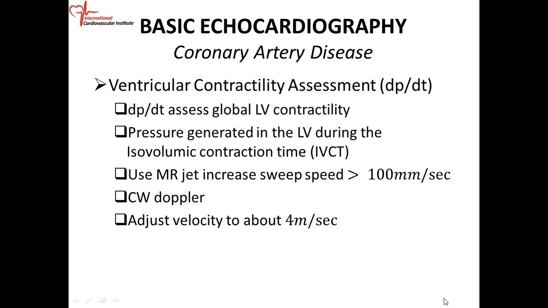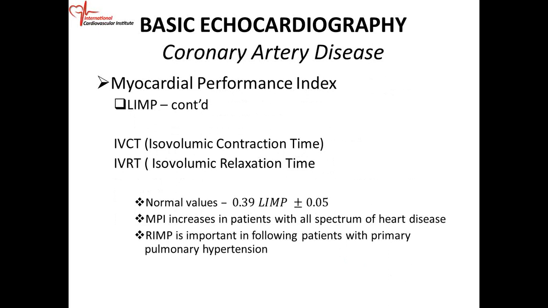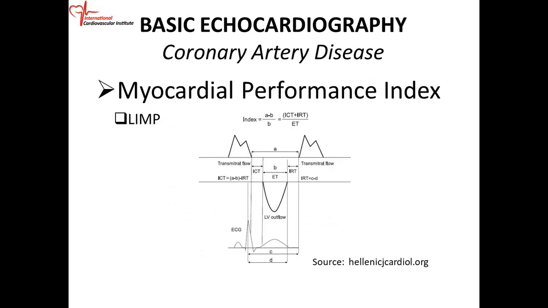We talk about the definition. So once you know the definition for LIMP, which is mitral valve closure to mitral valve opening, you're going to subtract the ejection time and you're going to divide by the ejection time. And that worked out to be, this is what it turns out to be: IVRT plus IVCT divided by the ejection time.